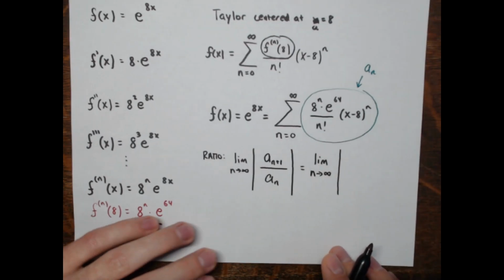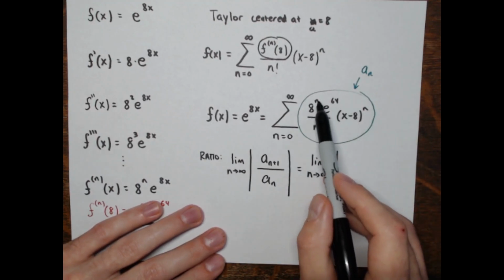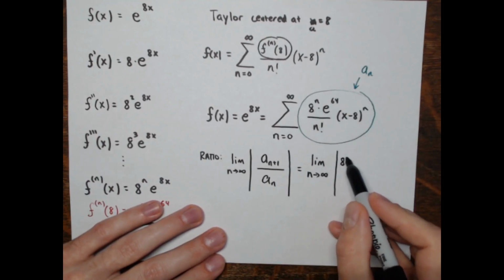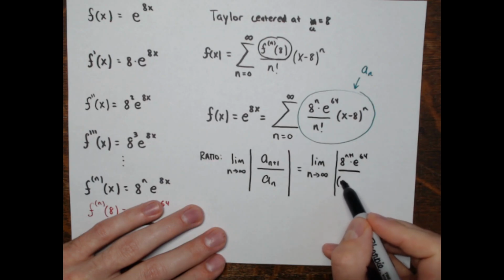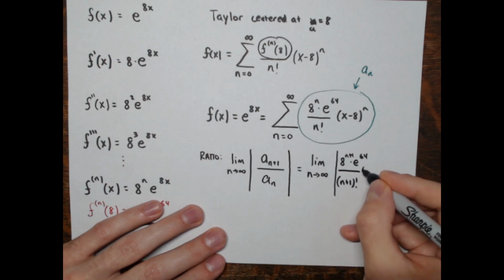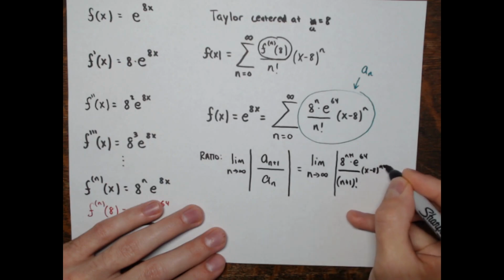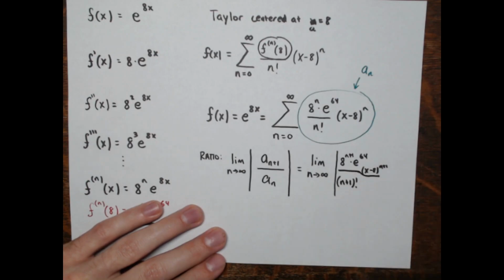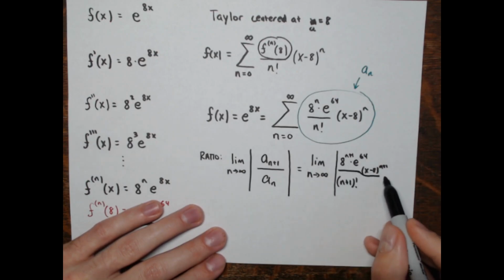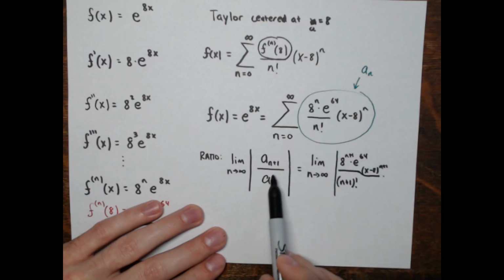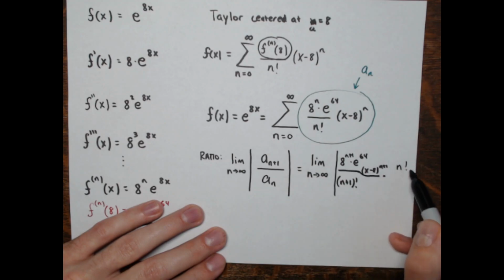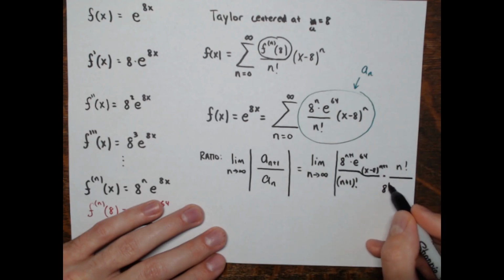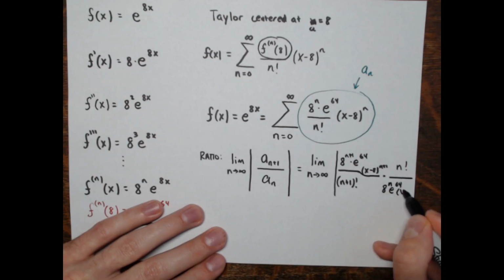So that's this. Now if I replace all the n's with n plus 1, this is going to be 8 to the n plus 1 times e to the 64th divided by n plus 1 factorial times x minus 8 to the n plus 1. Now that's actually in the numerator, x minus 8 to the n plus 1. Sorry that that's tiny. And then we're dividing by a sub n, which is multiplied by the reciprocal of this. So times n factorial over 8 to the nth e to the 64th times x minus 8 to the nth. All right, sorry about that. The absolute value, that was tight.